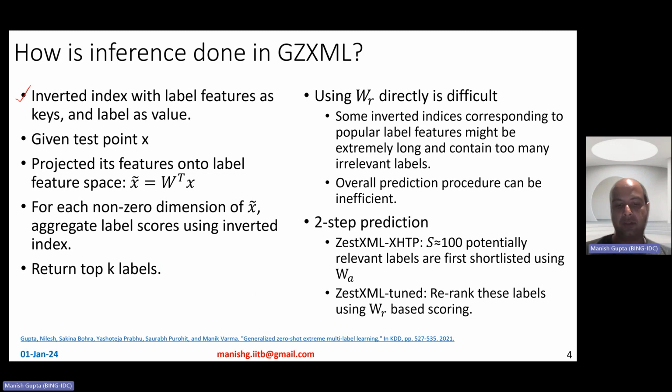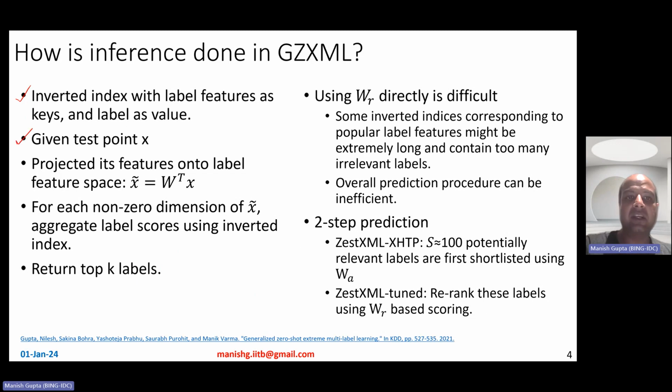So what do you store in an inverted index? You store label features as keys and labels themselves as values. Here, since it's TF-IDF, the label features are basically just words. So for every word, you store the full set of labels associated with that word.